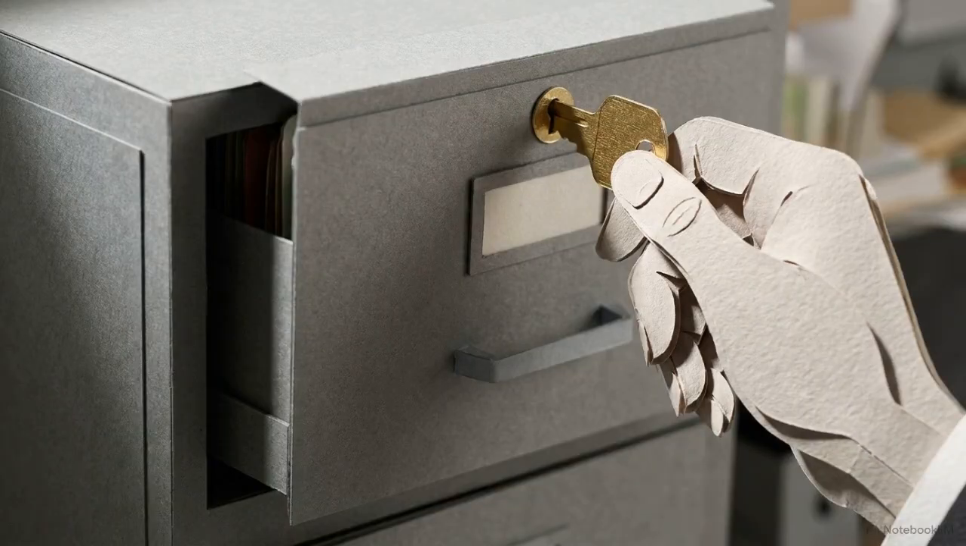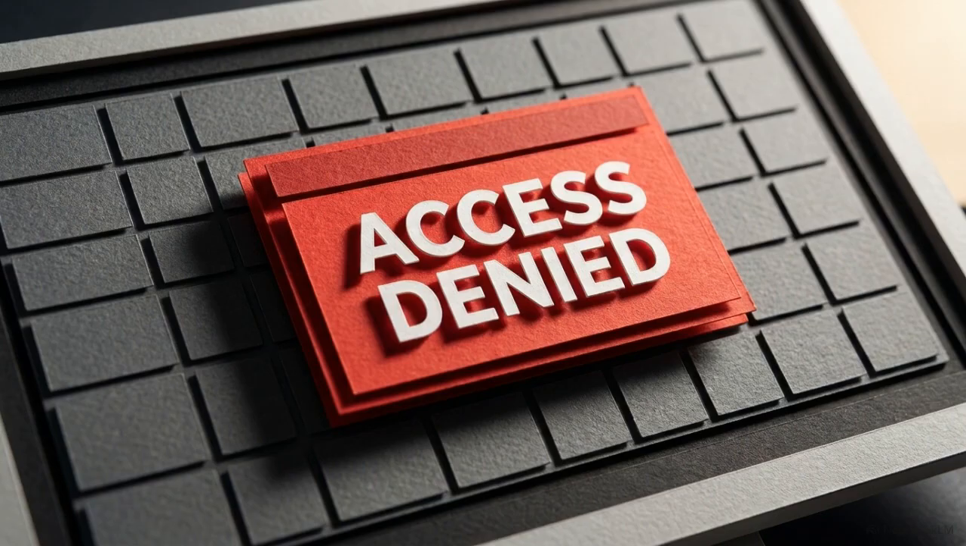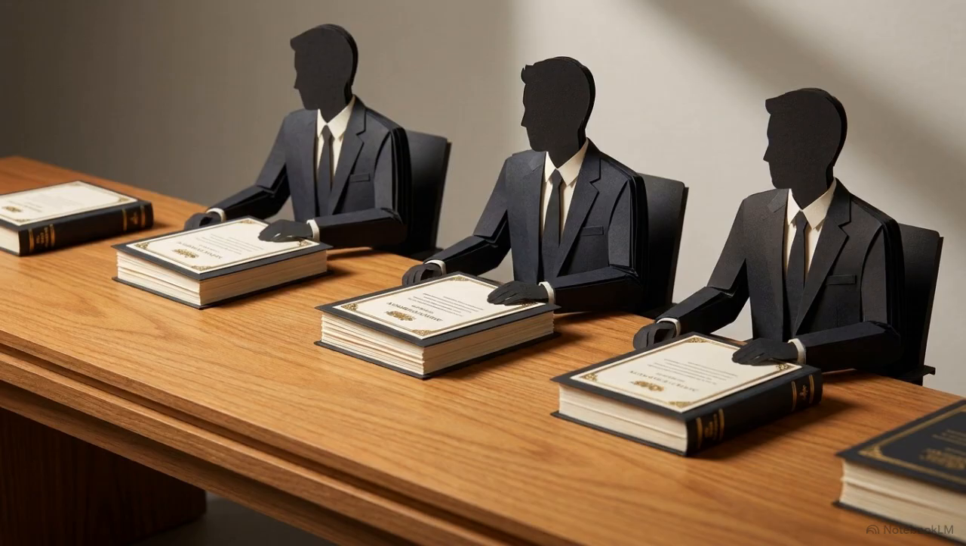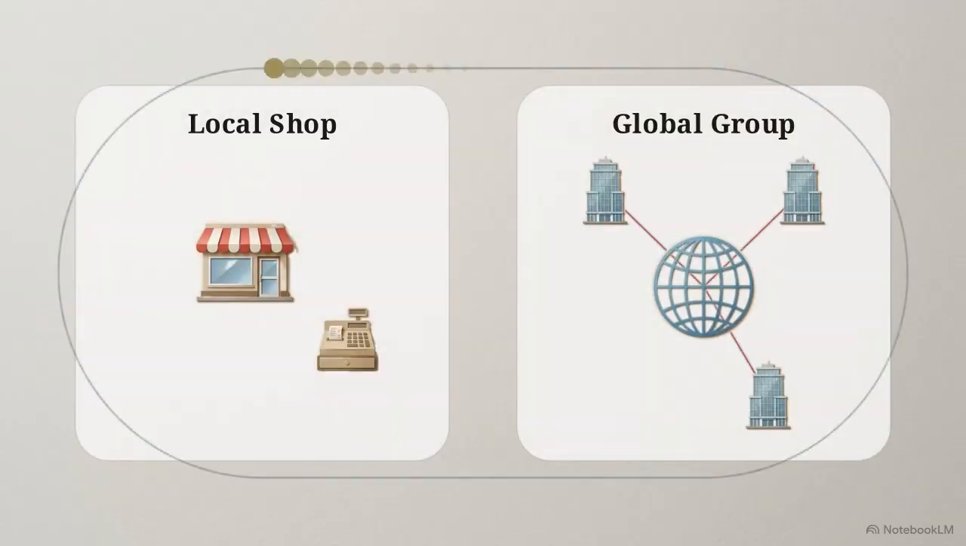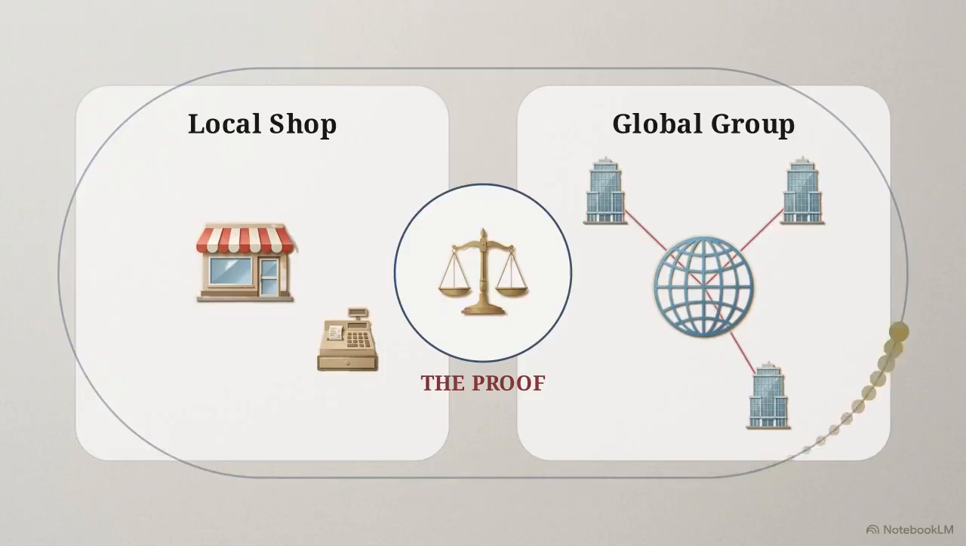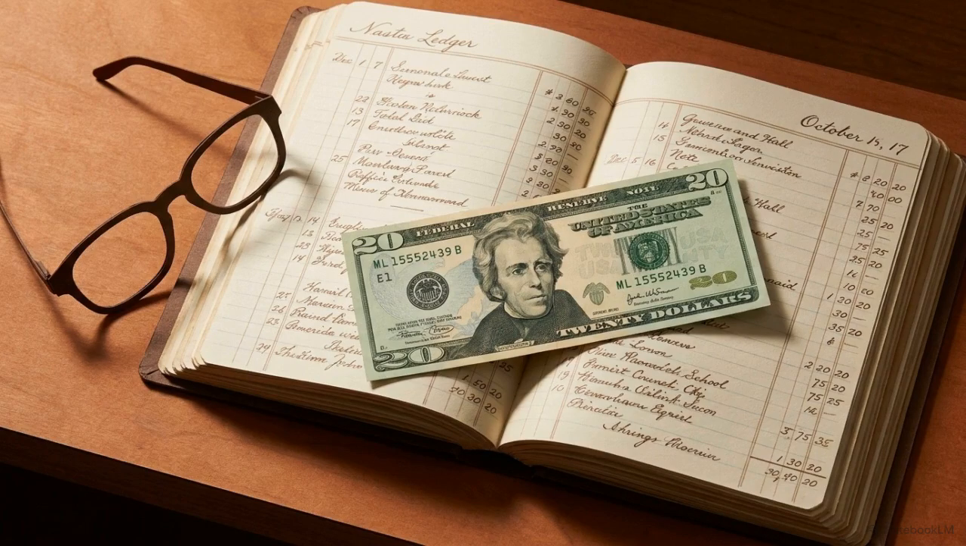Once the records are verified, the books are hard closed. This lock prevents anyone from going back to alter a transaction, creating a finalized, unchangeable record that can be presented to owners or outside auditors. Whether you are running a local shop or a global group, these rules provide the proof. It is a system designed to show exactly where your value came from and exactly where it went.